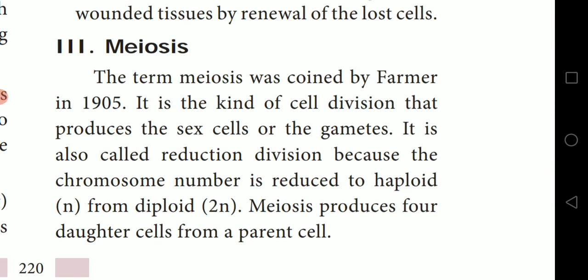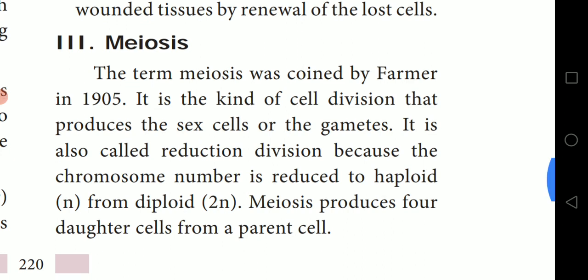The next topic is meiosis. What is meiosis? The term meiosis was coined by Farmer in 1905. Underline the scientist, Farmer. It is a kind of cell division that produces the sex cells or the gametes.